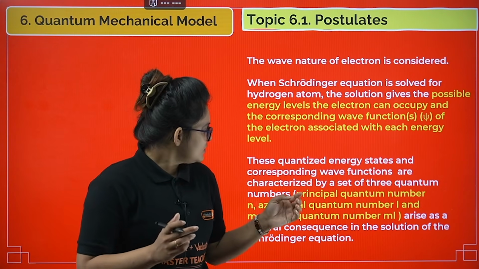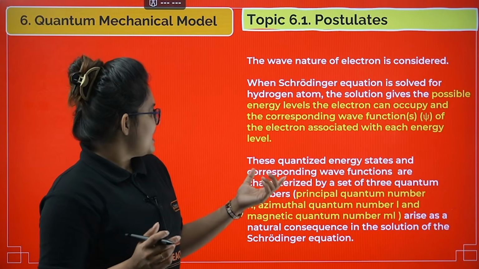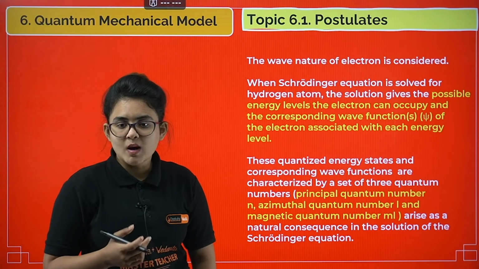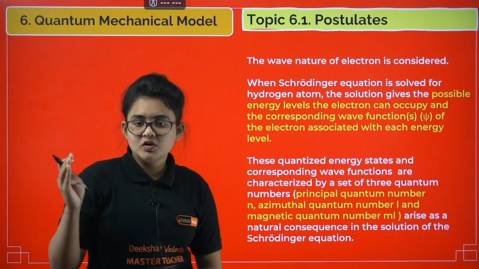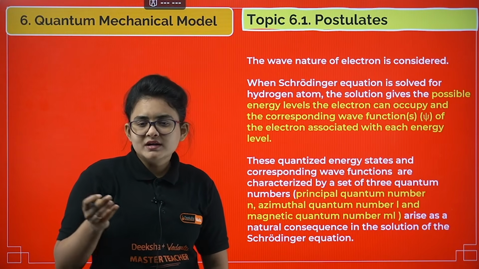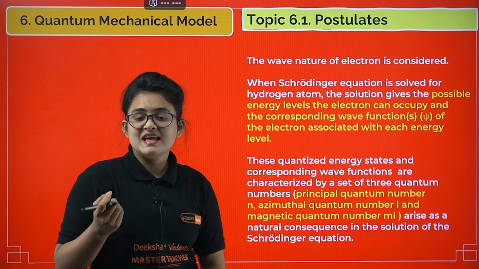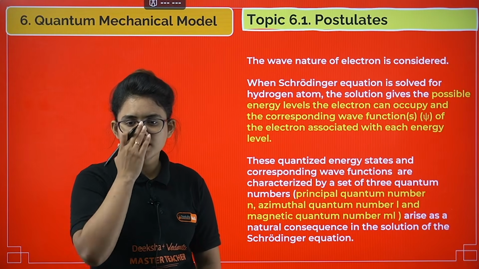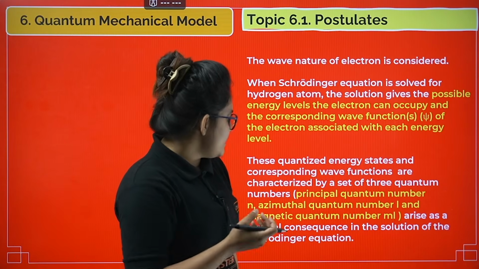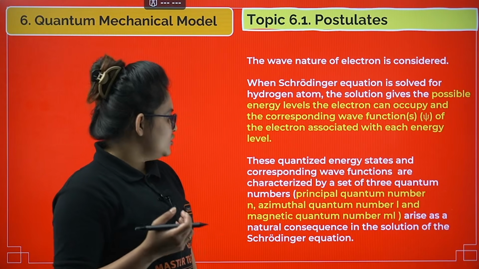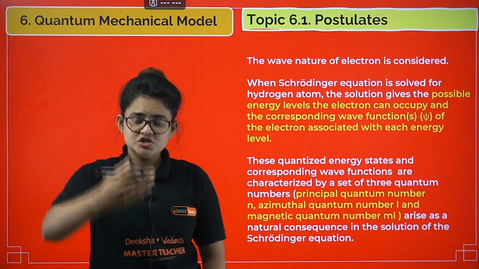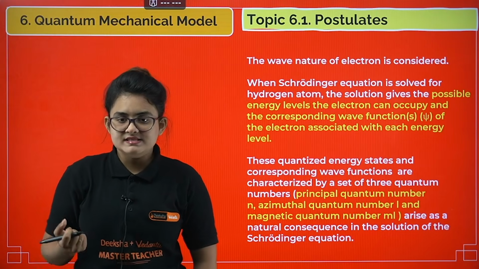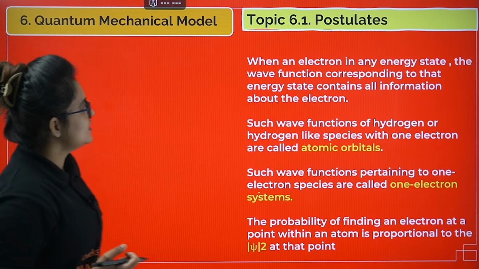Now you can see these quantized energy states and corresponding wave functions are characterized by a set of quantum numbers. We will discuss the principal quantum number, that is n, the azimuthal quantum number, that is l, and the magnetic quantum number, that is m. Another quantum number is also there, but that was not explained by Schrödinger. These three came up as a natural consequence in the solution of the Schrödinger equation. When the Schrödinger equation was solved, by default these three different types of quantum numbers arise.